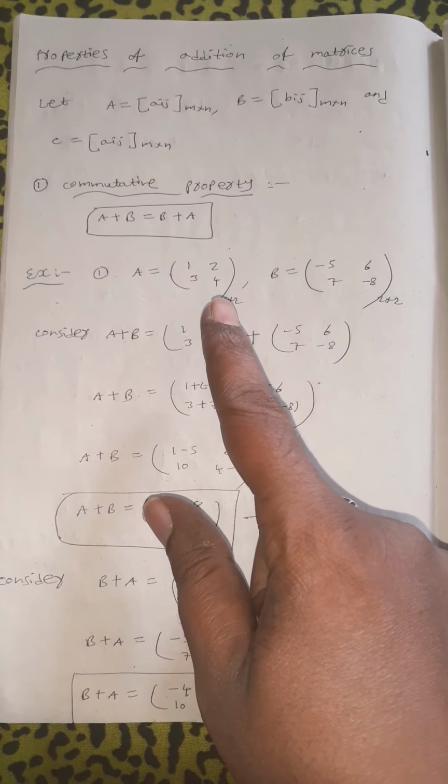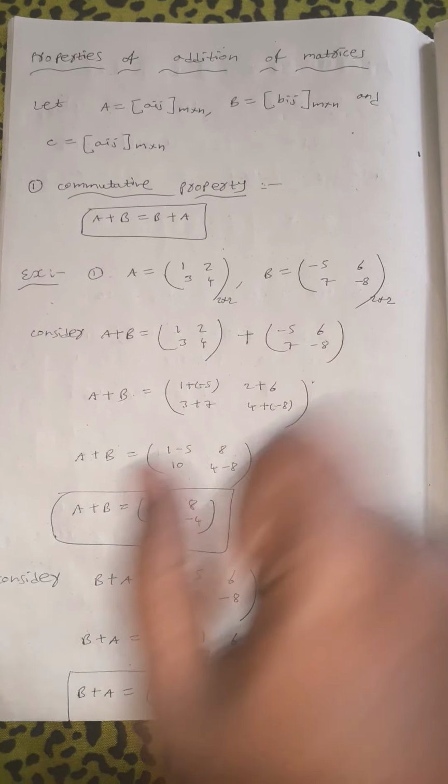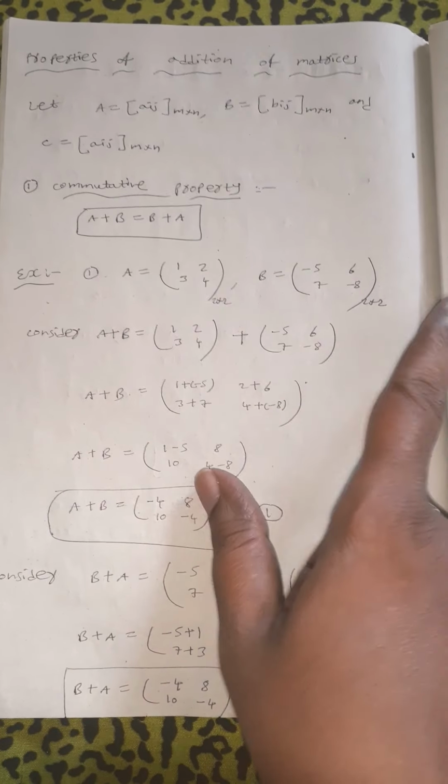So if you take an example, A equals 1, 2, 3, 4, B equals minus 2, 6, 7, minus 8. So here the order is 2 by 2, here also 2 by 2.